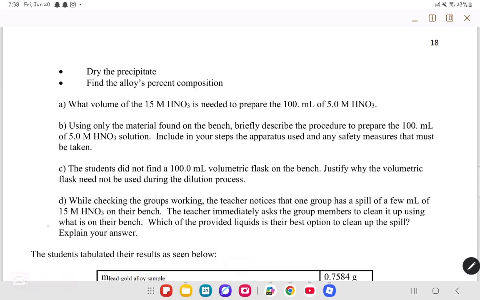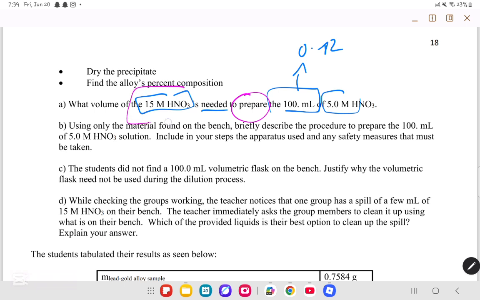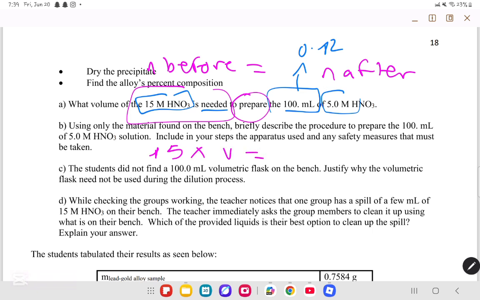The volume of the 15 molar HNO3 needed to prepare 100 milliliters of, first of all, change it to liters, so 100 milliliters divided by 1,000 gives 0.1 liters of 5 molar HNO3. If it is needed to prepare, then definitely the number of moles before is going to be equal to the number of moles after. Right? So in this case, concentration times volume is equal to concentration times volume.